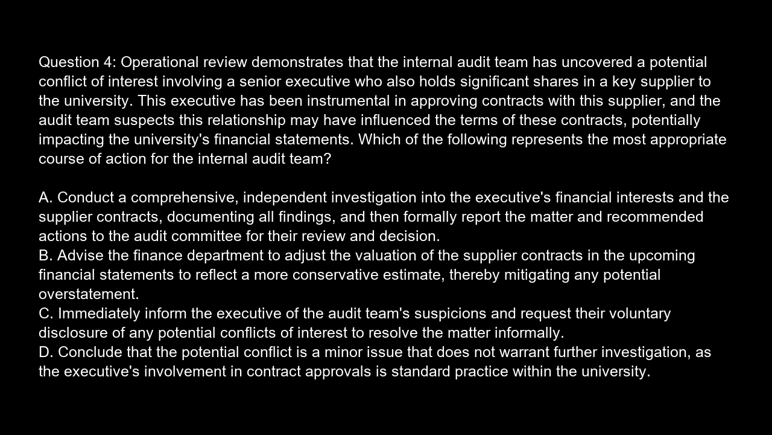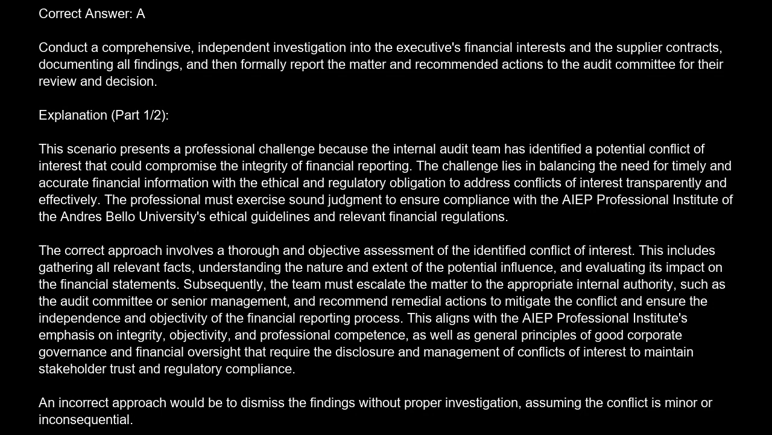Option C. Immediately inform the executive of the audit team's suspicions and request their voluntary disclosure of any potential conflicts of interest to resolve the matter informally. Option D. Conclude that the potential conflict is a minor issue that does not warrant further investigation, as the executive's involvement in contract approvals is standard practice within the university. The correct answer is A. Conduct a comprehensive, independent investigation into the executive's financial interests and the supplier contracts, documenting all findings, and then formally report the matter and recommended actions to the audit committee for their review and decision.